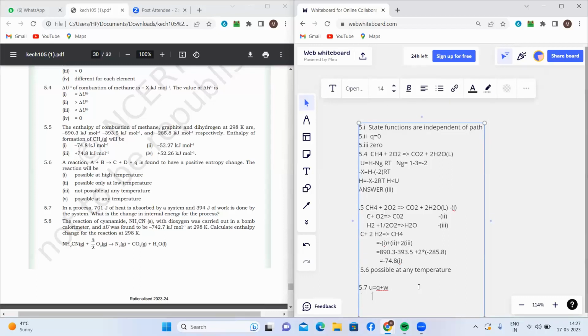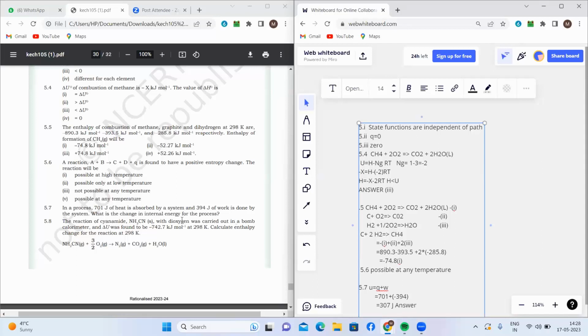Okay, so here what we are given, 701 joule of heat is absorbed. Since the heat is absorbed, we will take it to be positive. If it would be released, then it would be taken as negative. But here in this question, we are given that the heat is absorbed, so it would be positive only. 701 and plus, and we are given that the work is done by the system. Since work is done by the system, it would be negative. If work would be done on the system, then it would be positive, but work is done by the system, so it would be negative only. So let me take a minus 394. So the correct answer to this question would be 701 minus 394, and on solving this, I think I will get 307 joules. This is your perfect answer to this question. I hope you understood it.